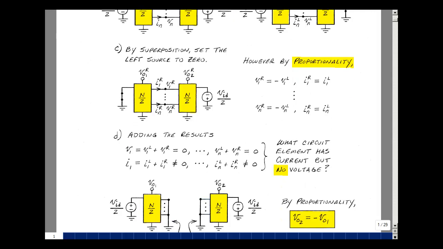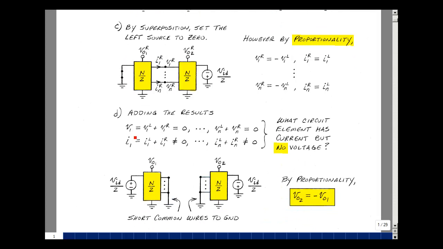Let's add up the results. Add up the voltages at node 1, node 2, and so on. It's going to be the sum of the right and the left, but they're opposite signs, so it's going to sum to 0. All these common wires are sitting at 0 volts. Add up the currents, the same way, add up these two currents, but they have the same magnitude and the same angle, so they're going to be some value that's not 0, unless they're both 0. But here I've got a set of conditions on these wires where the voltages are all 0, and the currents are whatever they need to be.